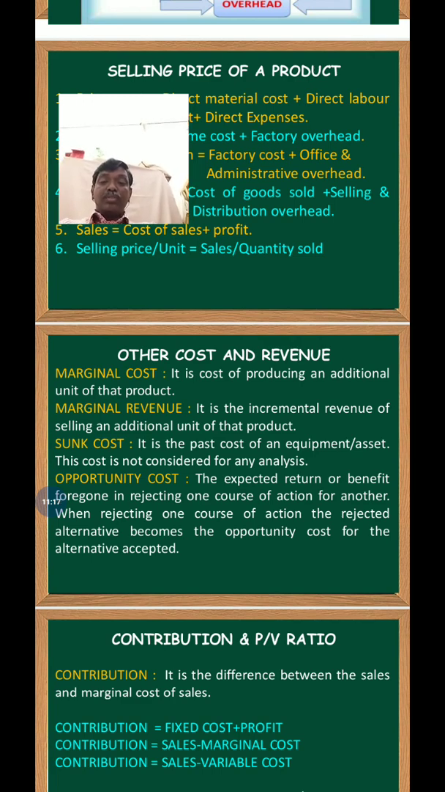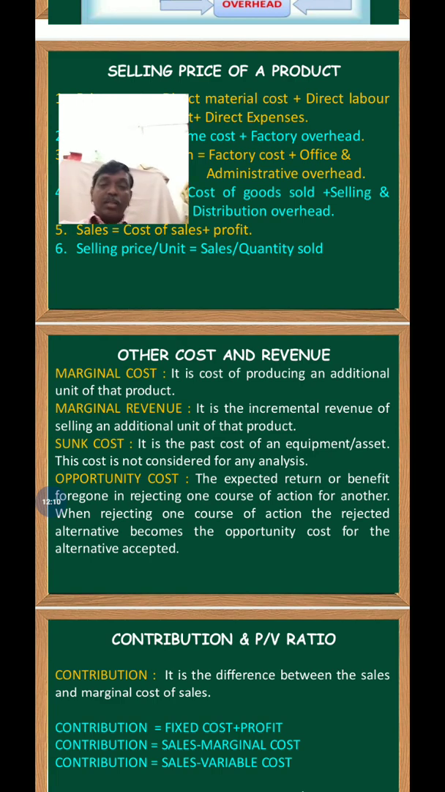And then opportunity cost, what is meant by opportunity cost? It is the expected return or benefit from one course of action rejected for another. When rejecting one course of action, the rejected alternative becomes the opportunity cost for the alternative accepted. In your production year, you have many idle equipments at times. At that time, we produce one product with the rest of the machines, and that makes an opportunity cost. That cost is known as opportunity cost.